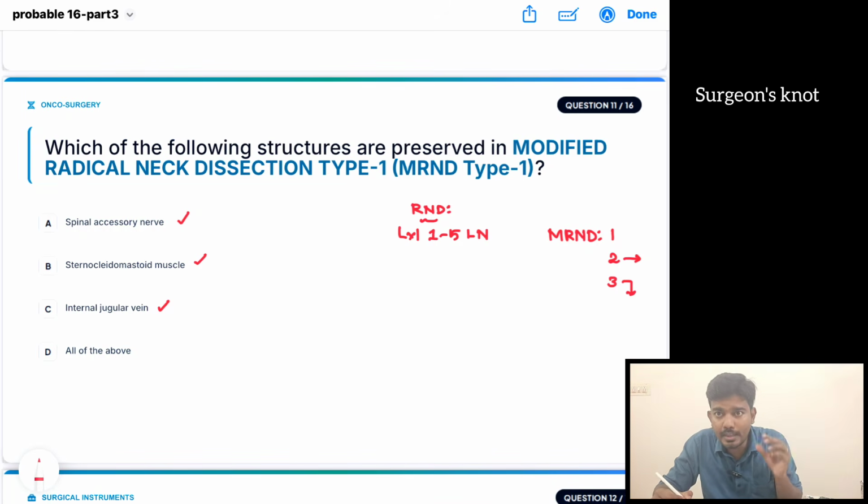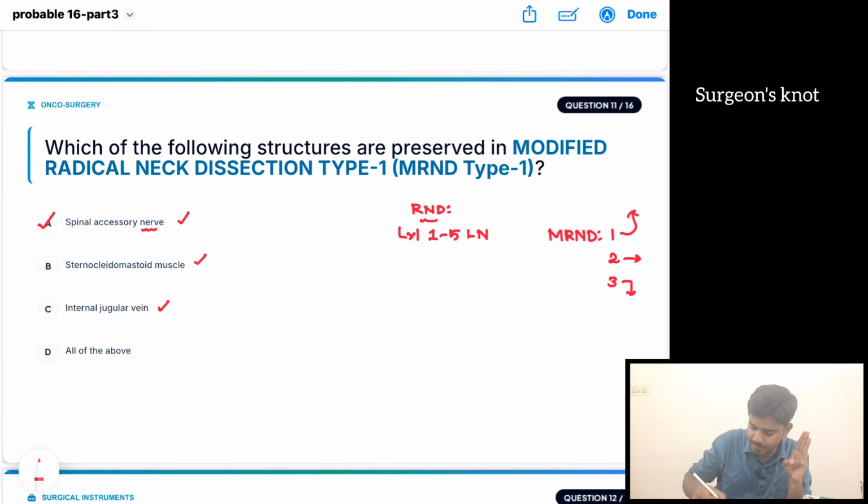Okay, so இந்த மூணுலையுமே எது ரொம்ப இம்பார்ட்டன்டான ஸ்ட்ரக்சர்? நர்வா, மசிலா, வெயினா? Nerve is the important structure. So in MRND type 1, the structure that is preserved is the spinal accessory nerve. In case of MRND type 2, அடுத்து இன்னொரு important structure preserve பண்ணலாம். Muscle, vein, vein தானே important. So spinal accessory nerve and internal jugular vein ரெண்டுமே preserved in MRND type 2. MRND type 3 ல எல்லாமே preserve பண்ணிக்கலாம். So spinal accessory nerve, internal jugular vein as well as sternocleidomastoid muscle. So if it is MRND type 3, then the answer will be all of the above. Here the answer is spinal accessory nerve.